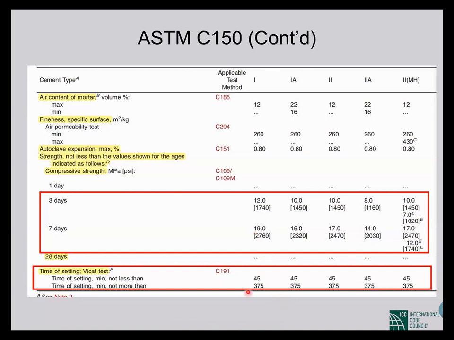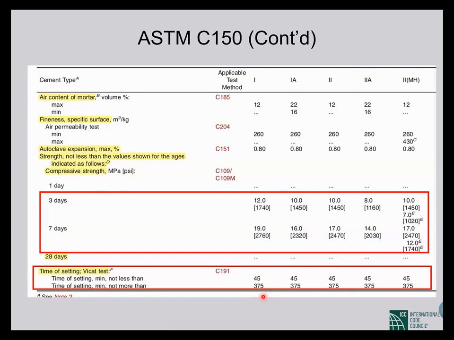Another difference is the setting time. Both initial setting time and final setting time are specified in ASTM, but in EN, only initial setting time is specified. Final setting time is not specified. In EN for the 52.5 strength class, the limit of initial setting time is minimum 45 minutes. In ASTM, the minimum limit of initial setting time is also 45 minutes, but the upper limit is very tight. The final setting time must be not more than 375 minutes.